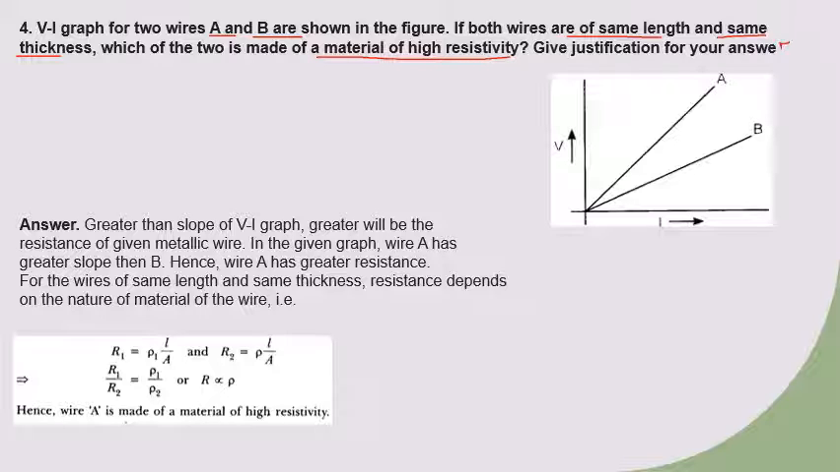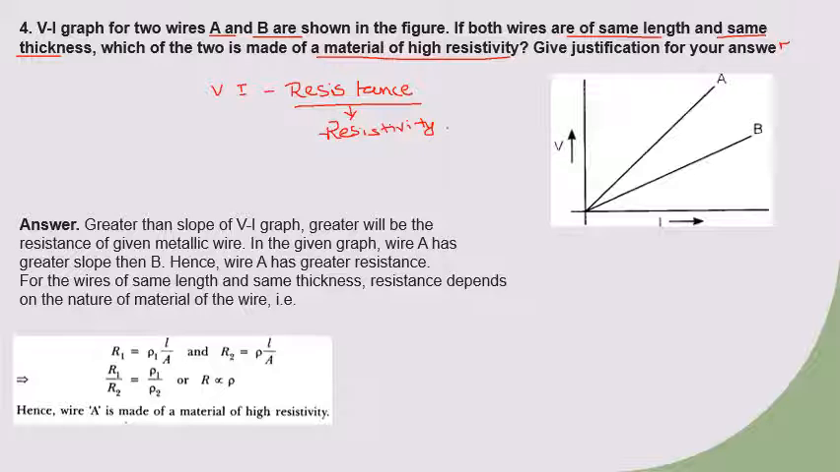Now here they have given the graph of V and I. So with the graph of V and I, we can find out the resistance. Resistivity is the property which depends upon the nature of the material. Both resistance and resistivity depend upon the nature of the material, right?